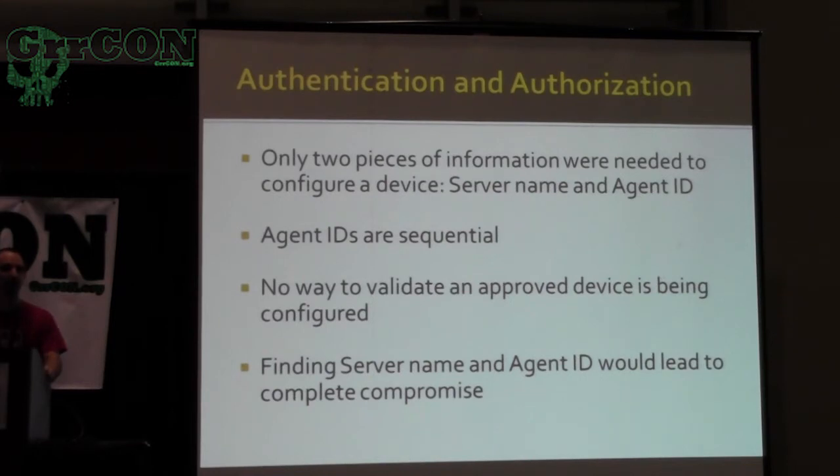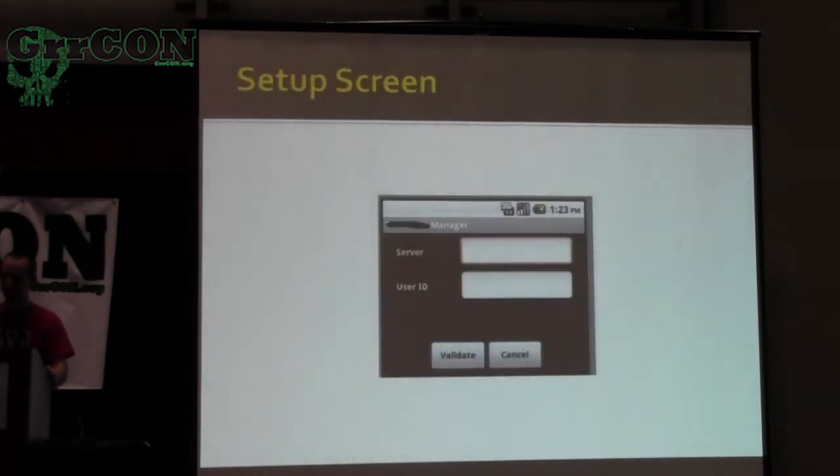So I thought, okay, that's a pretty good way to start. Let's see if we can compromise the server name and the agent ID somehow. This was what the setup screen looked like. So you would just input the server and input the user ID and hit validate, and then it would bring you to the screen to enter a password.